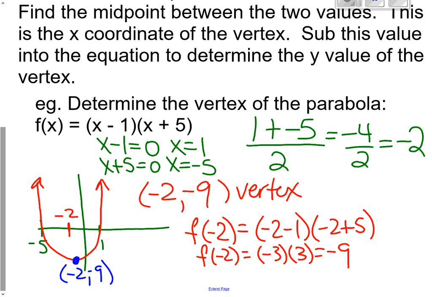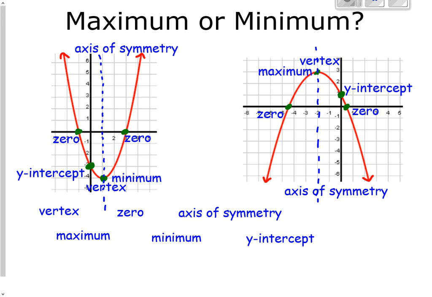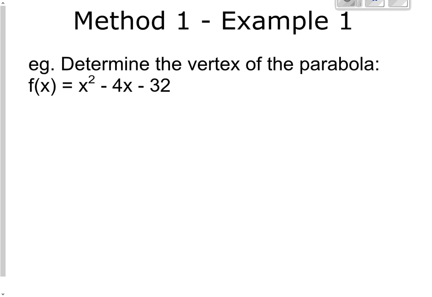Okay, so factored form: take your zeros, find the midpoint between the zeros, then take that number and plug it back into your function. So let's try another one. Here we are. This one's not in factored form, so we're going to have to actually put it in factored form.